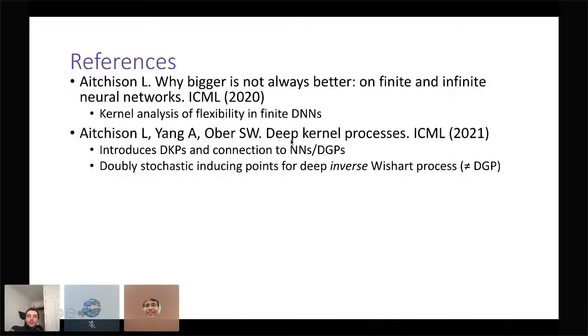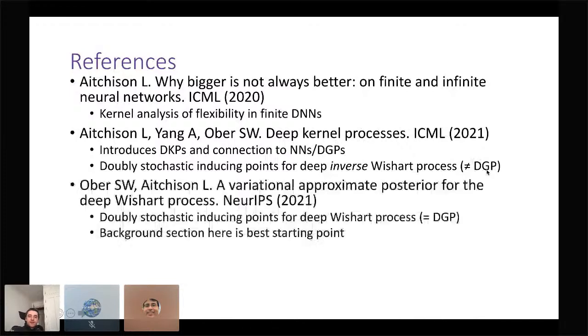Then this paper introduced deep kernel processes. It turned out that the probabilistic deep kernel process came about first, but it actually only used these deep inverse Wishart processes, which aren't equivalent to deep Gaussian processes. So then at NeurIPS this year, just got it accepted, we developed a new method for deep Wishart processes, and those are interesting because they are actually equivalent to a deep Gaussian process. And I'd recommend the background section in this paper as the best starting point for further reading.